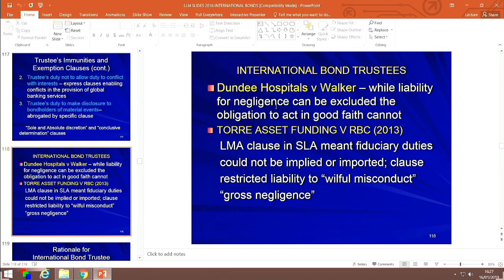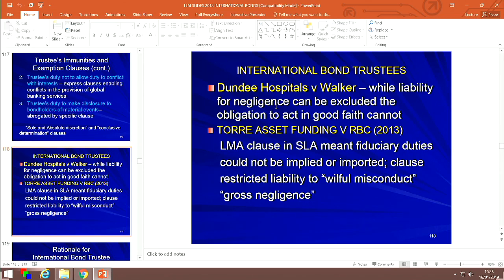Liability for negligence can be and is excluded in those clauses that we talked about. But what it cannot exclude, and this is the ruling of the highest court, is the obligation to act in good faith as a trustee. So the good faith provision is actually there. You can't get away from it, despite all those clauses. Consequently, if you do what you suggested, i.e. take money from the issuer and fail to act, you're liable. Dundee Hospitals and Walker.